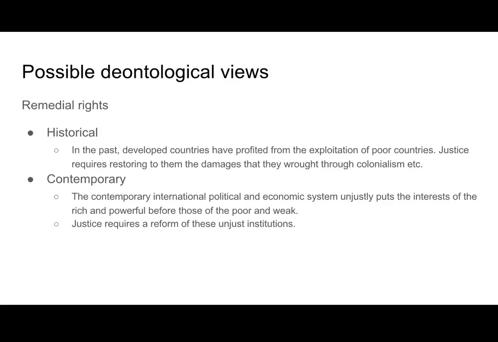Contemporary accounts of remedial rights might note that it's not just in the past that developed countries exploited underdeveloped countries, but it's also in the present. The contemporary international political and economic system unjustly, on their view, puts the interests of the rich and powerful before those of the poor and weak. And so justice requires today a reform of these unjust institutions and processes, right? Stopping rich countries from exploiting poorer countries.